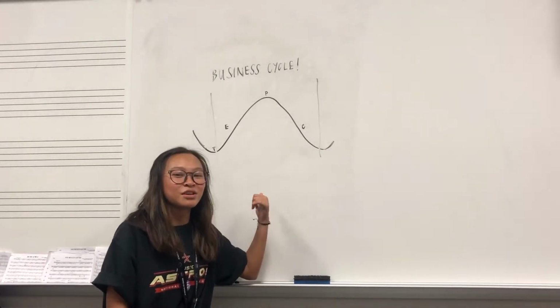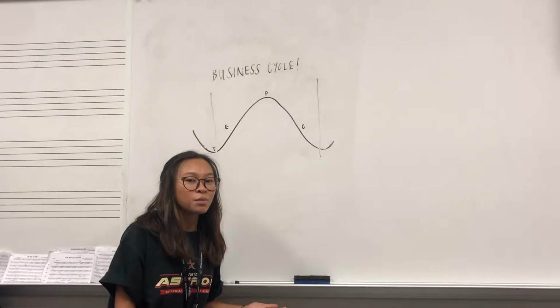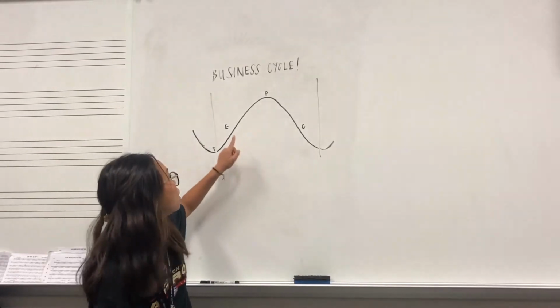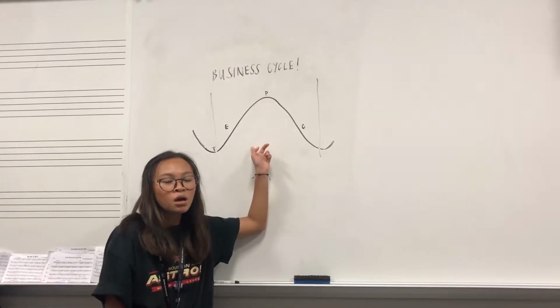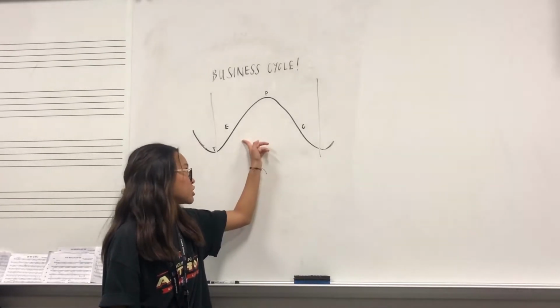This is the business cycle. It is the periodic ups and downs of economic activity, and it's typically measured trough to trough. We have the expansion phase. This is when GDP is currently increasing. Even if it's increasing by like 0.01%, it's still expansion.